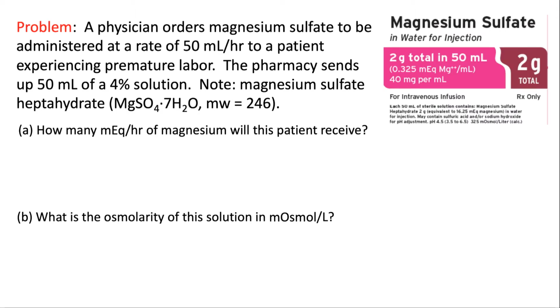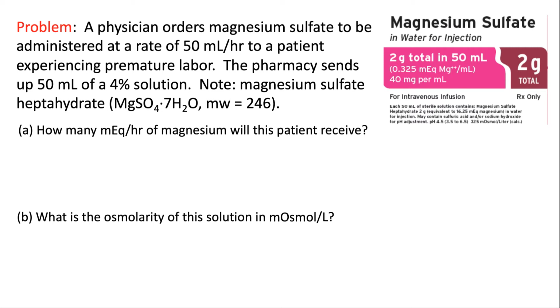The first problem reads, a physician orders magnesium sulfate to be administered at a rate of 50 milliliters per hour to a patient experiencing premature labor. The pharmacy sends up 50 milliliters of a 4% solution. And it says to note that magnesium sulfate heptahydrate, which is the form of the magnesium sulfate in the solution, has the formula MgSO4 with 7 water molecules and has a molecular weight of 246.